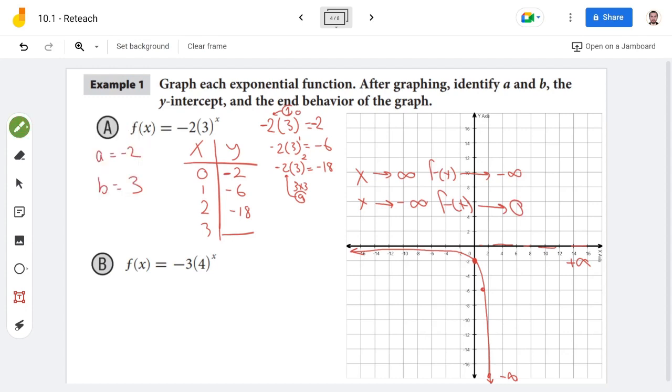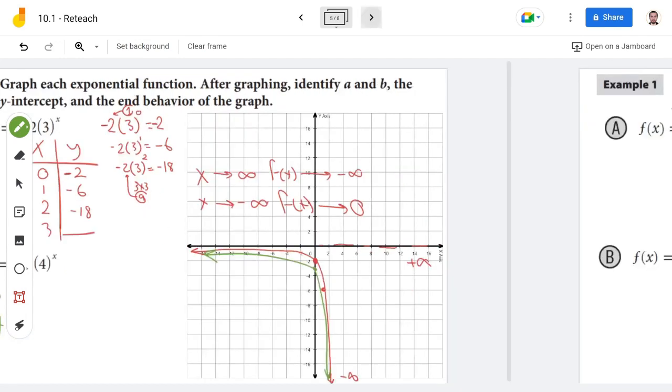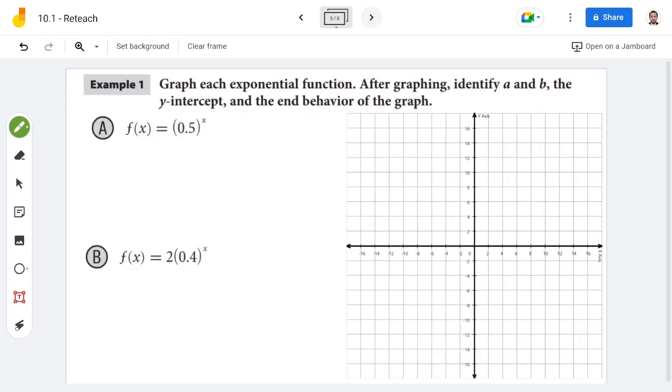Now we can do the same thing for this one, -3. Okay? The same thing happens here if you make the table. So a is equal to -3, b is equal to 4. So for -3, for sure my function will be here, and for sure my function will go down like this one. Okay? Same thing. Now let's go to this one, 0.5.